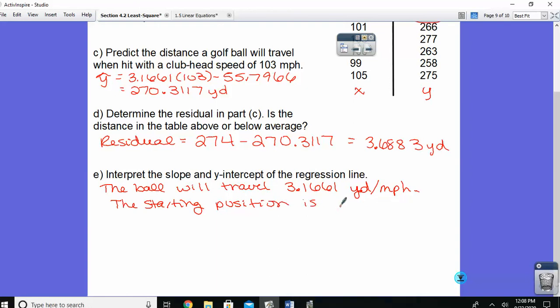And we got a negative there. That's just like saying you're starting 55.8 yards back. That's all that it's telling us. So that's when our x is 0. Any questions for me?